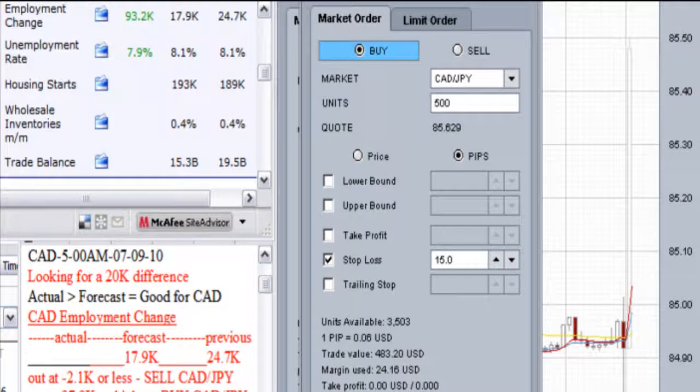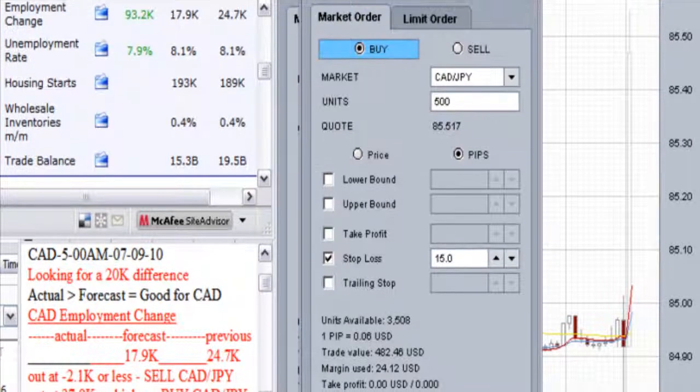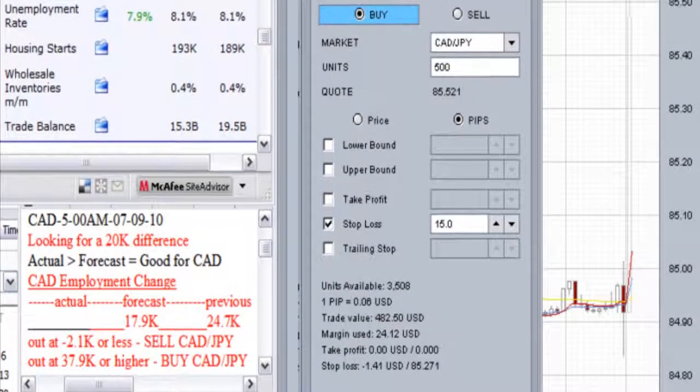In this case, the net employment change actual report came out at 93.2K, higher than the forecast by 75.3K, and higher than the trigger point by 55.3K. The unemployment rate report came out at 7.9%, a little lower than forecast and previous by 0.2%. These 2 reports were good for Canada. There was no conflict, so a trade is in order when the broker spread returns to normal.